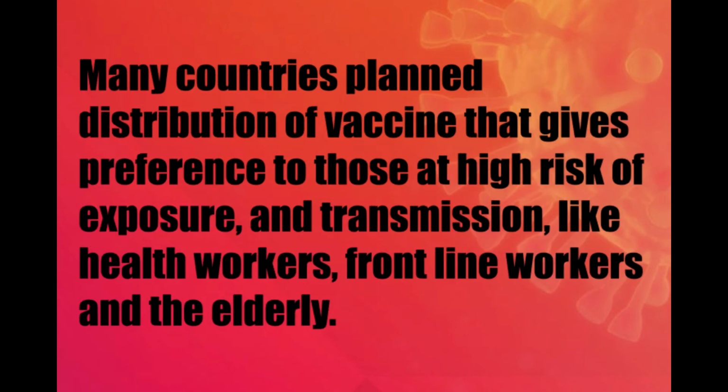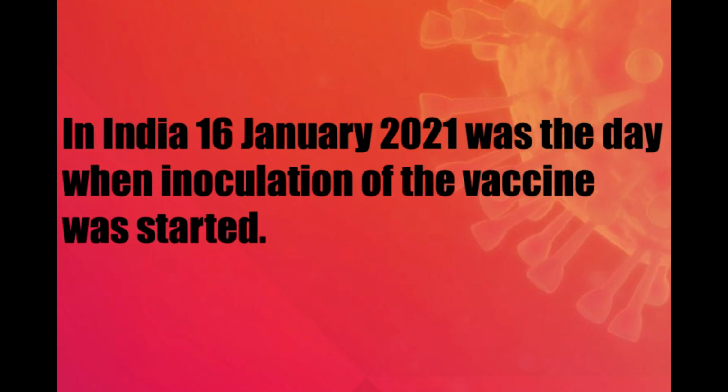Many countries planned distribution of vaccine that gives preference to those at high risk of exposure and transmission, like health workers, frontline workers, and the elderly. In India, 16th January 2021 was the day when inoculation of the vaccine was started.